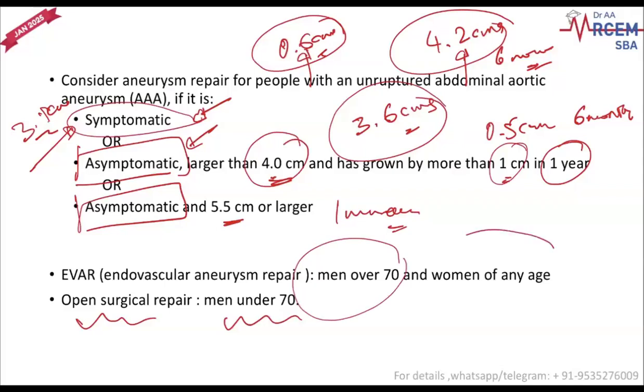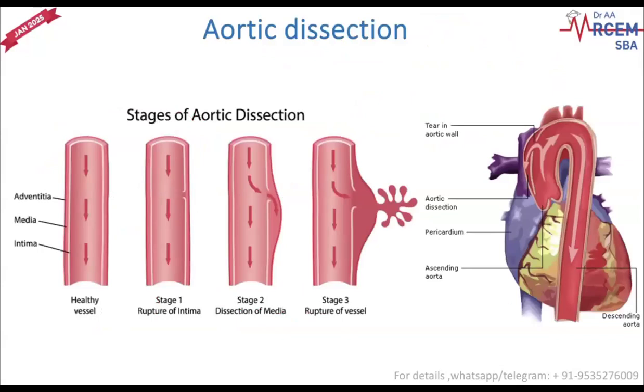More than 70 years, and in women of any age, endovascular, that means they pass the catheter and try to repair it, is preferred. In an elderly man that is more than 70 years or in a woman of any age, endovascular aneurysmal repair is preferred. Aortic dissection.